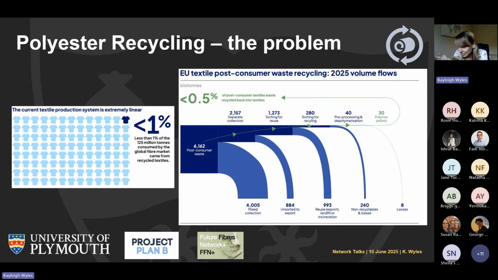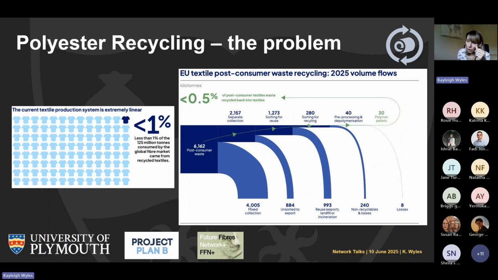So as he highlighted, and I stole those from his slides, at the moment a lot of our textiles, especially when it comes to polyester, is very linear. Most of it, once you've finished using it, that's it. And there's not much circularity. It doesn't really come back into that life cycle.